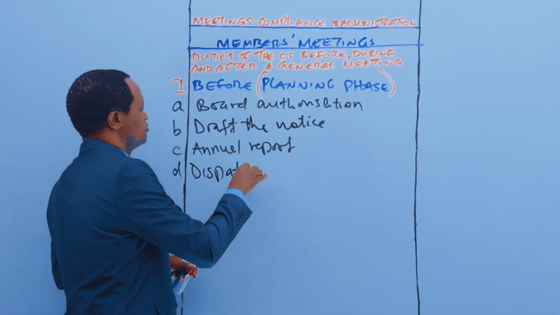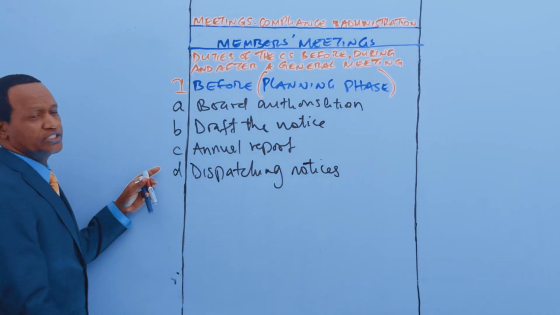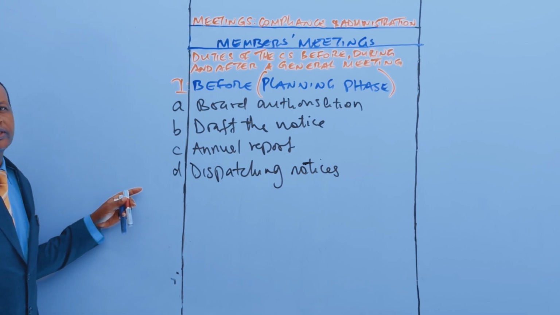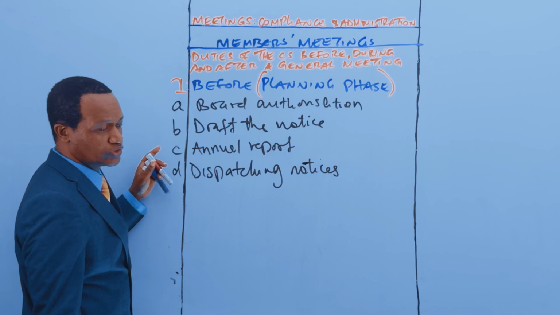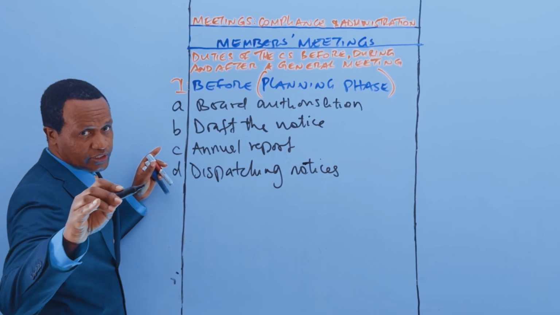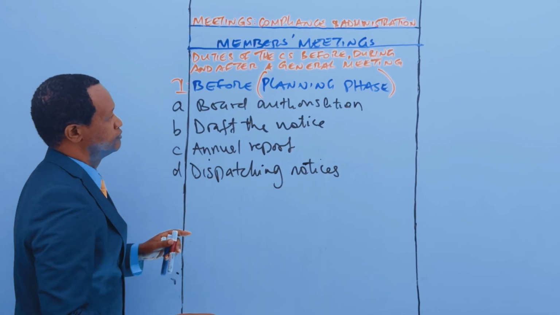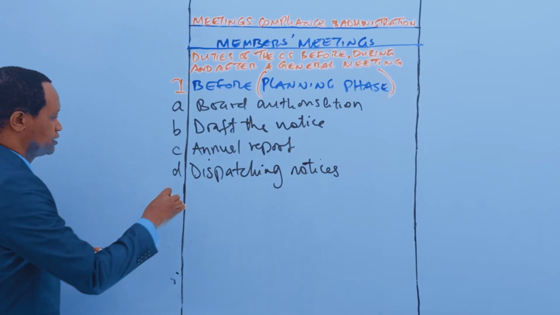Dispatching notices. The corporate secretary should ensure that notices are sent to all members, they are sent to directors, and also sent to auditors within the statutory timeline. That is a very important duty. Are you following, candidates? Yes.